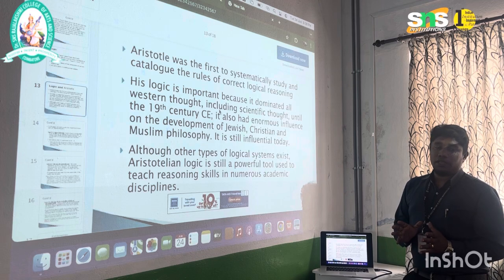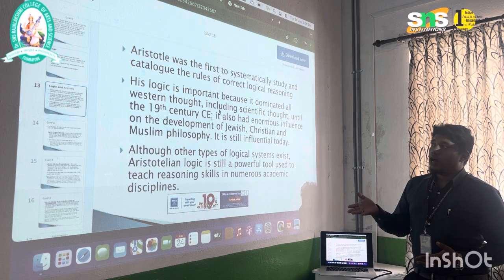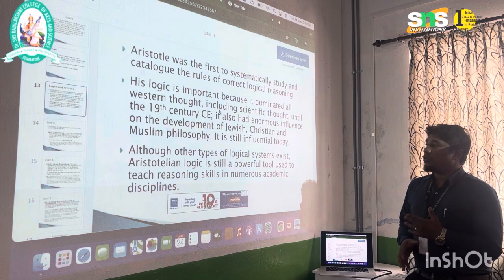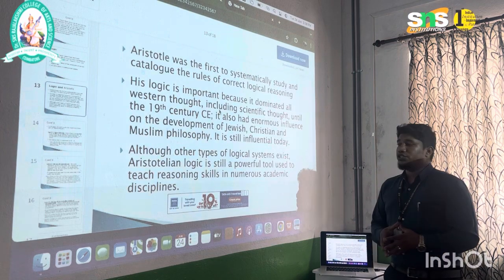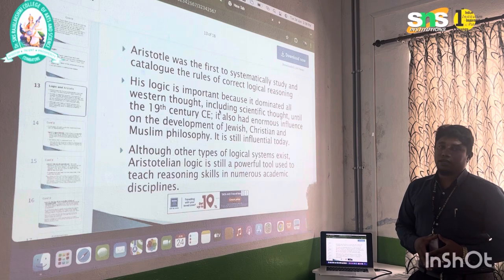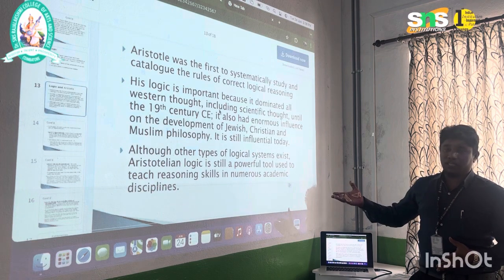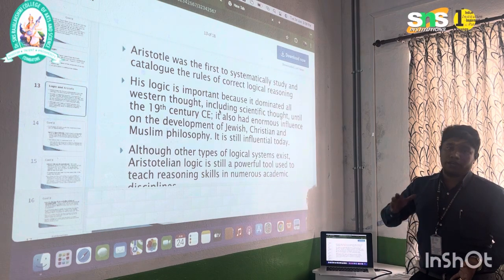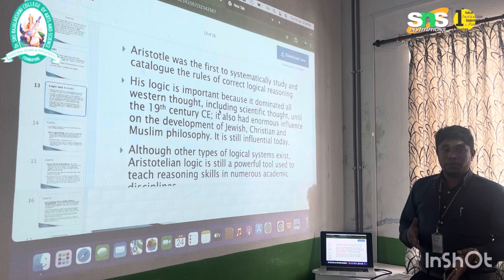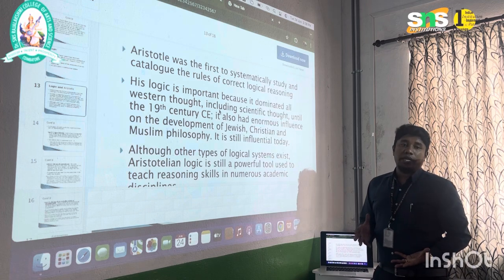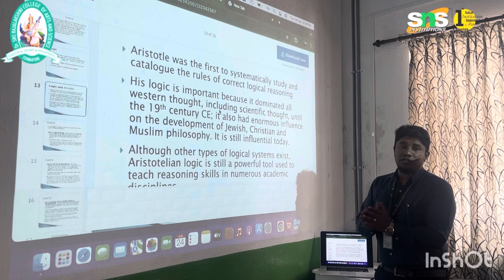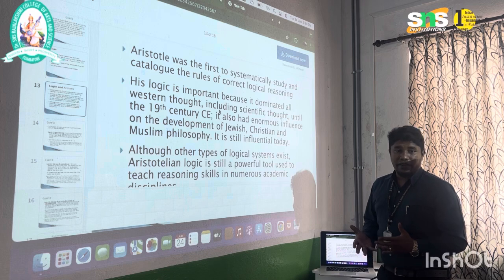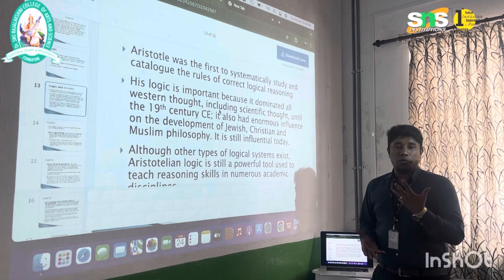So everyone is a disciple or learner who came through Aristotle's works after the 19th century. All the other types of logic systems exist, but Aristotelian logic is still a powerful tool used to teach reasoning skills in numerous academic disciplines. Like I said, many people nowadays, and even in the future, will refer to Aristotle. They are Greek philosophers, and there were other legends like Plato who had different views, but many people refer to Aristotle.